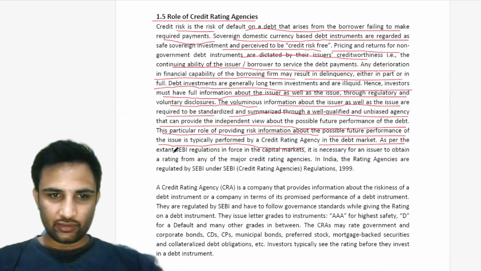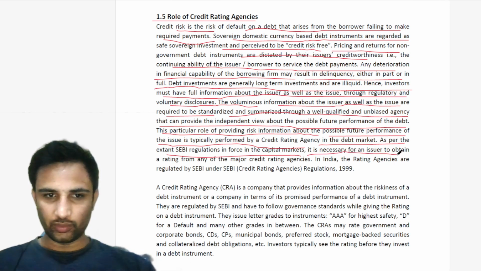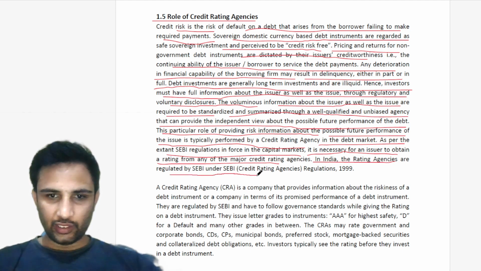As per the extant SEBI regulations in force in the capital markets, it is necessary for an issuer to obtain a rating from any of the major credit rating agencies. In India, rating agencies are regulated by SEBI under SEBI Regulations 1999.